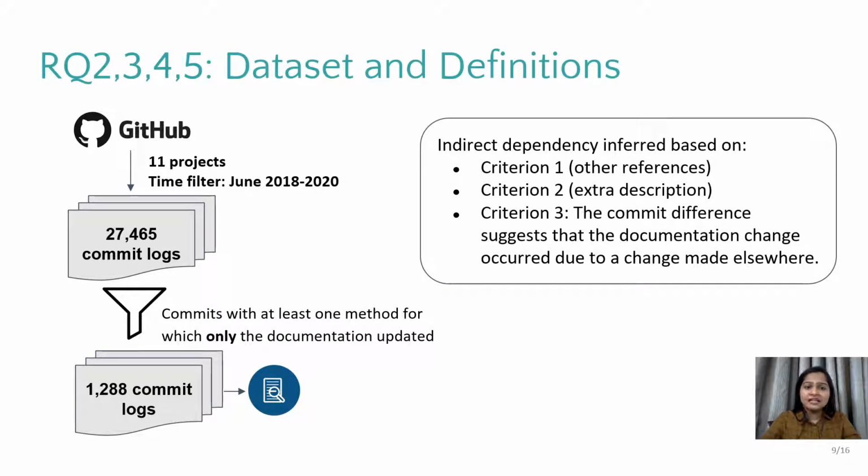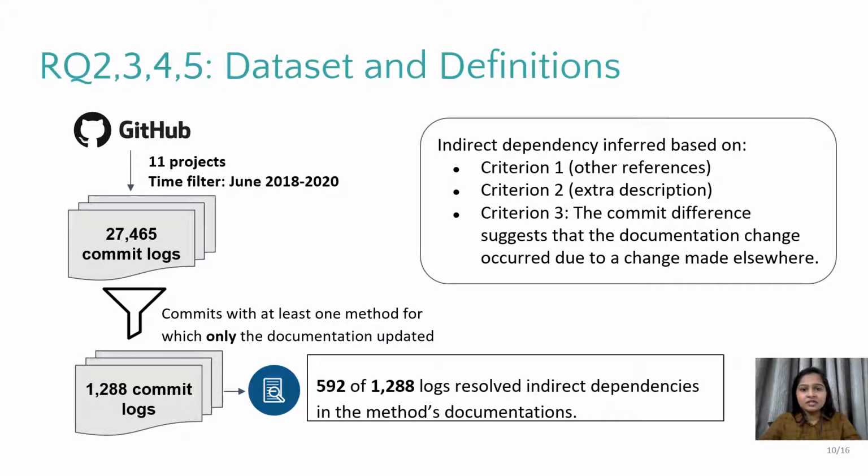Five authors then manually analyzed the changes made to the documentations in these commits and labeled each as resolving a dependency if it satisfied one of the three defined criteria. The first two criteria were the same as used for RQ1, which were to check for the presence of references or description of other entities. The third criterion checked if the documentation changed due to a change made elsewhere, either in the same commit or a previous one. Based on the criteria, 592 of 1288 logs resolved indirect dependencies in the method documentations.